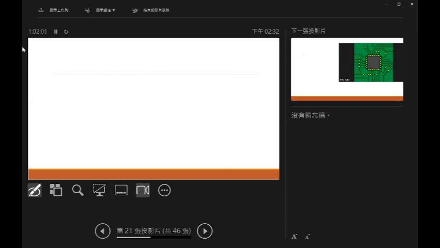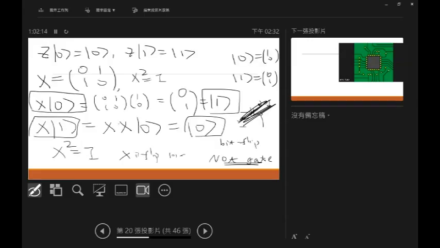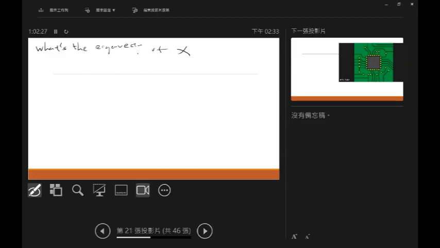Okay, so what's the eigenbasis? What's the eigenvector of X? Notice that 0 is not an eigenvector, right? Because X on 0 will not be 0, it becomes 1. And 1 is not an eigenvector of X because X on 1 is 0, it's not 1, right? So what about the eigenvector of X? Let me just tell you the answer, and then we do some simple verification.